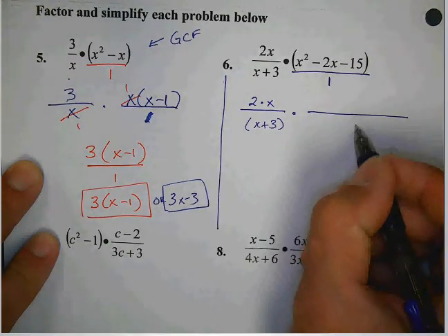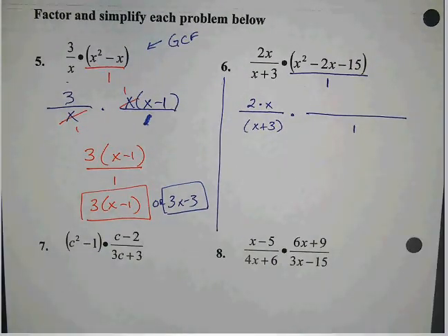Over 1. Now here's my point. As you're doing your problems today, use the answers that you're given to solve the problem. You see that x plus 3 in the bottom? It's very likely that one of the factors in the top might be x plus 3. Let's see if it works.